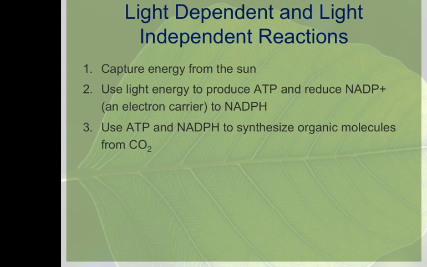What you need to know, first of all, is that the process of photosynthesis works in 3 stages. Make sure to know these. In stage 1, the plant captures energy from the sun. In stage 2, light energy is used to produce ATP and reduce NADP plus to NADPH. In stage 3, ATP and NADPH are used to synthesize glucose. The first 2 reactions are called light-dependent reactions. They can only happen in the presence of sunlight. The third reaction, as long as ATP and NADPH are present, can happen whether it's day or night. Doesn't matter.